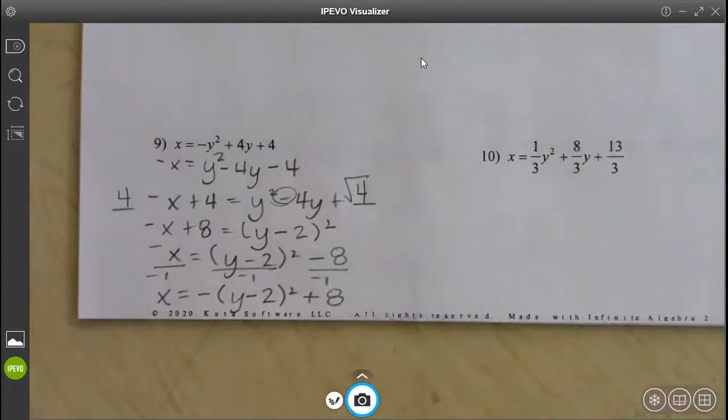What's your vertex on this one? 8, positive 2. Perfect. Which direction does it point in? Think about it. Left. Why is it left? Because it's negative, so it points to the left. So anything negative is going to point to the left, positive is going to point to the right.